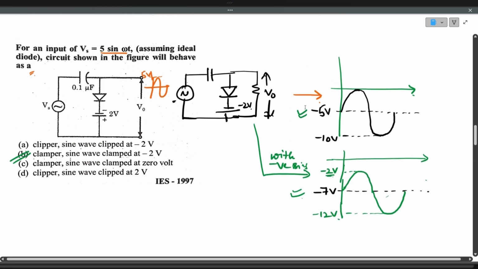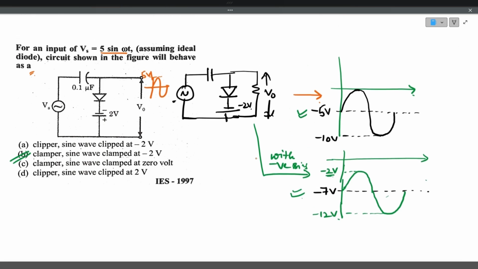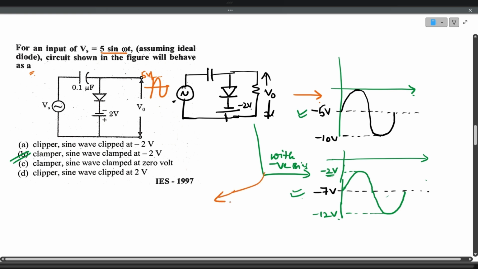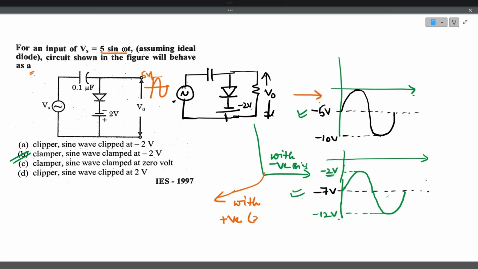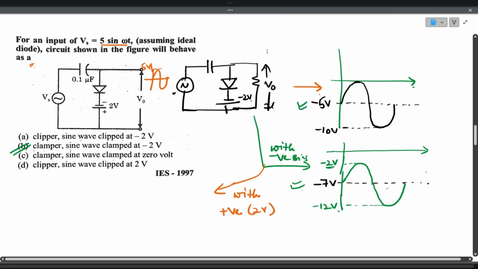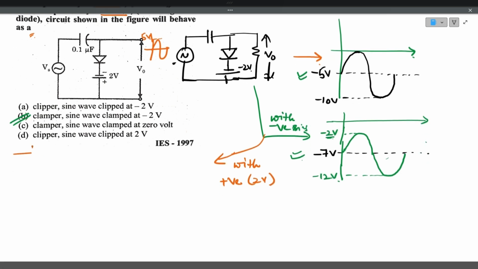Now, similar question, I would like to extend. If you apply a positive bias, what happens? Assume the positive bias is 2 volts. You have applied plus 2 volts instead of minus 2 volts. What will happen to the output waveform? Try to analyze. This is the diode and you have applied positive 2 volts. The usual waveform is this, so this waveform will further shift upwards by plus 2 volts. That is the answer.